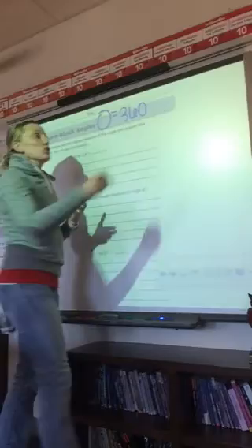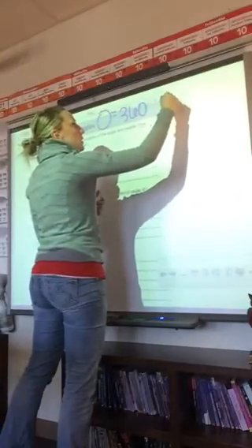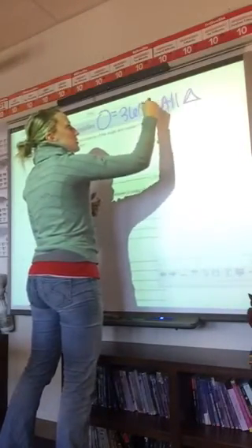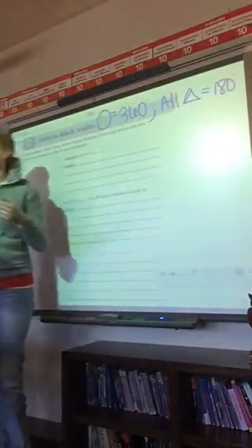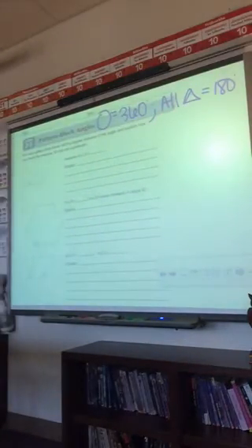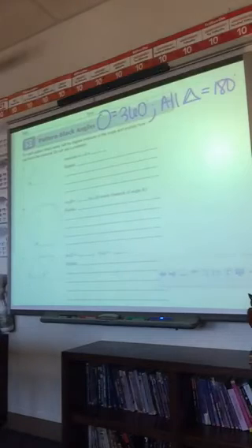The second thing that I need you to know is all triangles equal 180 degrees. It does not matter if it's an equilateral, a scalene, an isosceles, a right. It doesn't matter if it's the size of Mall of America. It does not matter if it's the size of a pebble. Every single triangle will equal 180 degrees. Does that make sense to everybody? Okay.